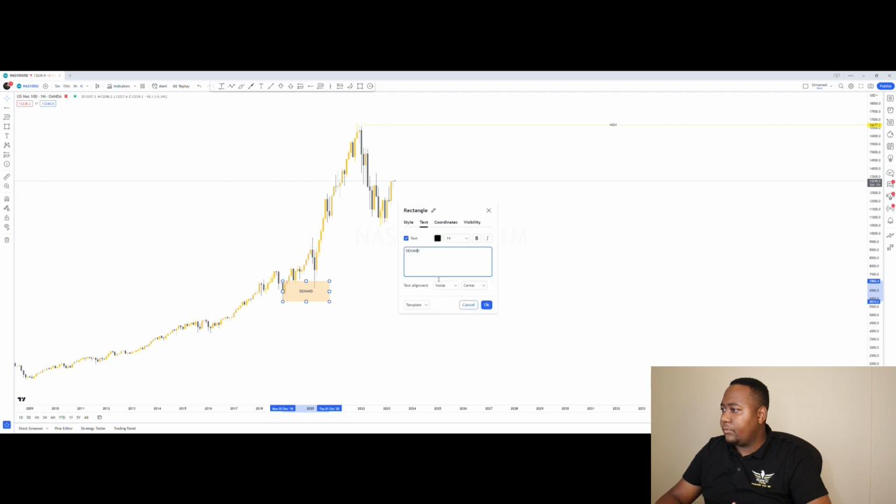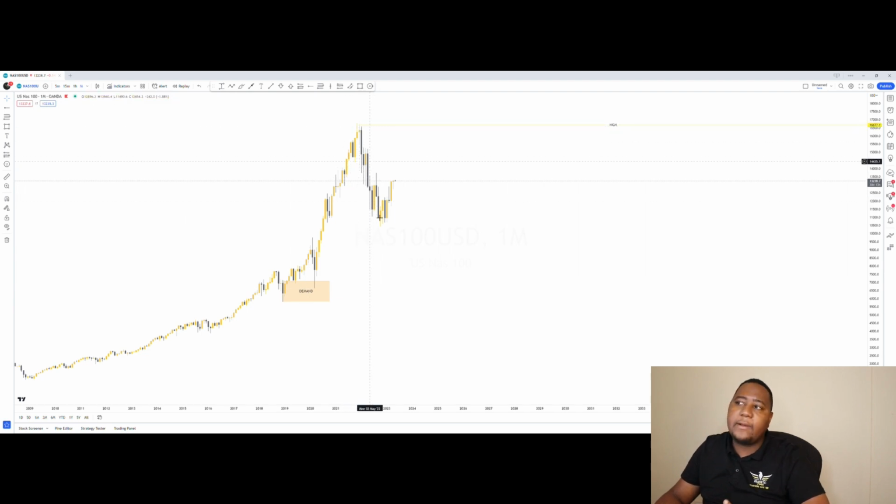Okay, so it had a demand level, pushed the market up, created a new higher high, and as we're going down, it was pulling back, because that is the actual trend as we know it.